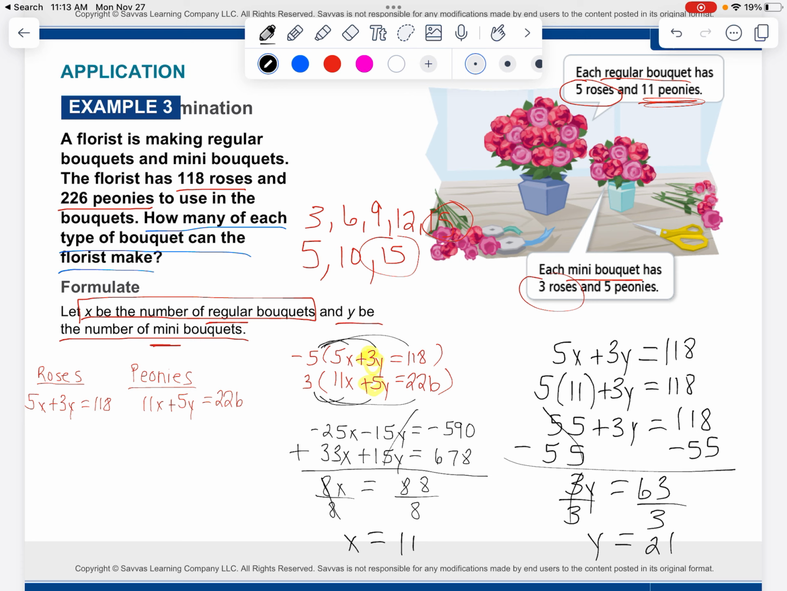Now, we can find our solution, but it's even better if we know what our solution represents. So remember, X represents the number of regular bouquets. So if X is 11, we have 11 regular bouquets and 21 minis that we can make.